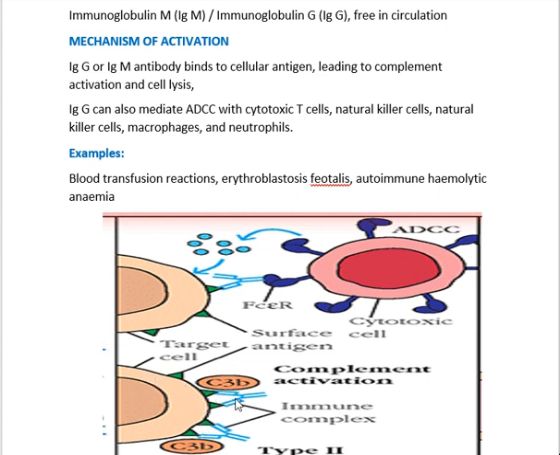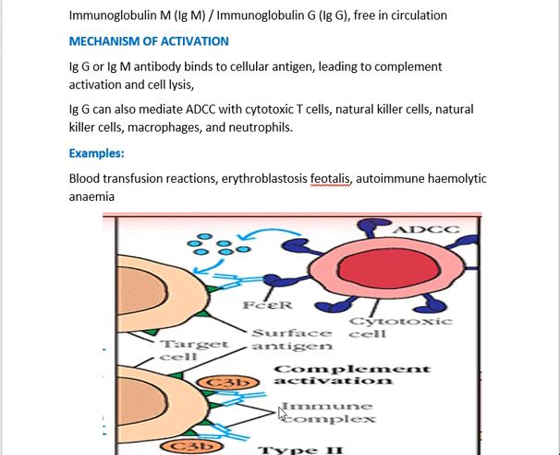Now, this immune complex, that is antigen-antibody complex, activates the complement system or cytotoxic T cells, leading to ADCC, that is antibody-dependent cell-mediated cytotoxicity, and leading to the destruction of the target cells. The effector molecules in the complement reaction are going to be C3b, C4a or C5b.